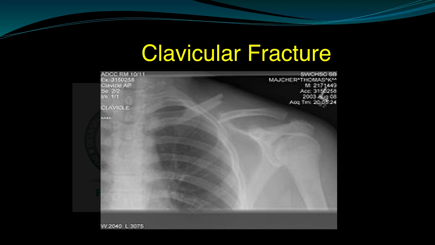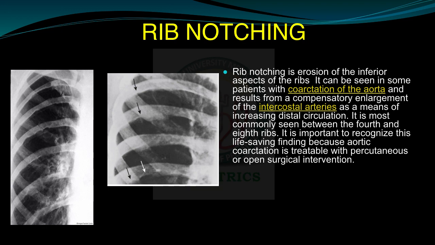Take note that there is discontinuity of your clavicle. Rib notching is an erosion of the inferior aspect of the ribs. It can be seen in some patients with coarctation of the aorta. It results from a compensatory enlargement of the intercostal arteries as a means of increasing distal circulation. It is most commonly seen between the fourth and the eighth ribs. It's important to recognize this life-saving finding because aortic coarctation is treatable with percutaneous or open surgical intervention.